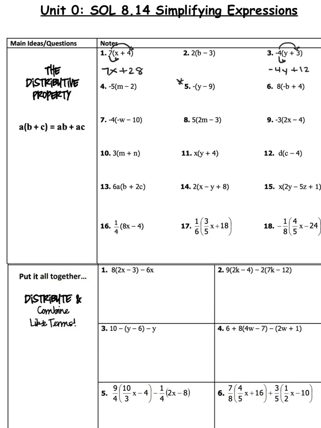So anytime you see that negative sign, it's just like multiplying by a negative 1. So I'm going to take this negative 1 and distribute it to my y and distribute it to my negative 9. So negative 1 times a positive y gives me a negative y. A negative 1 times a negative 9, a negative times a negative is a positive. So I'm going to have a positive 9 because a negative times a negative is a positive.